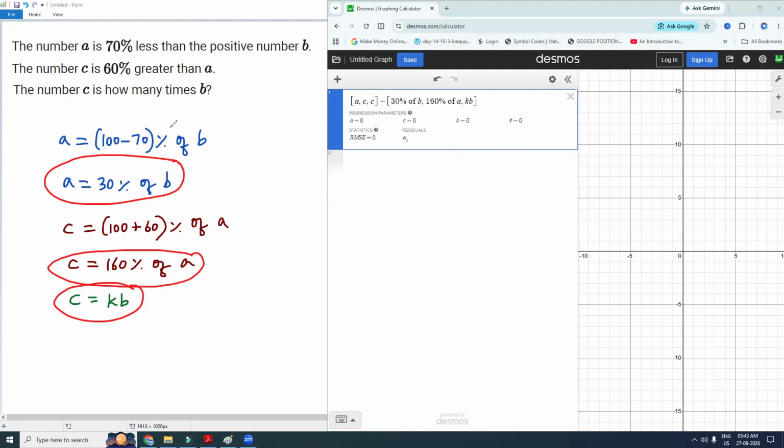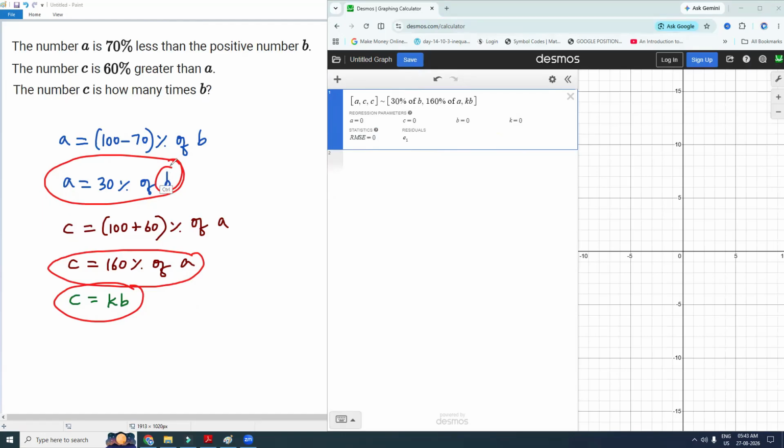Okay, let's consider each of the three equations we have over here. In the first equation, it is solved for A in terms of B. If I know the value of B, I'll be able to get the value of A. Once I know the value of A, I'll be able to get the value of C. Then using the values of B and C, I can know C is how many times of B. So we need the value of B to get the value of A. But the value of B is not given in the problem.